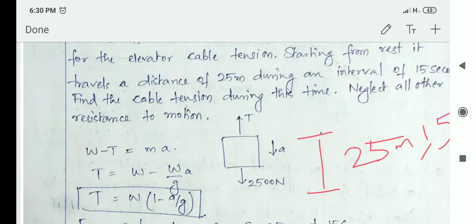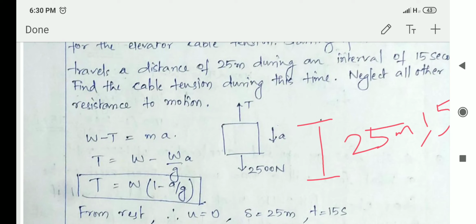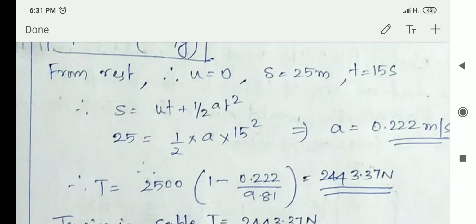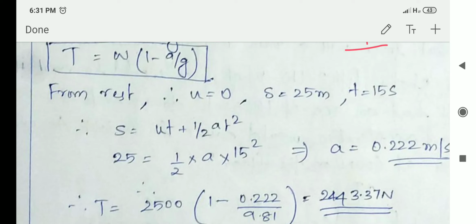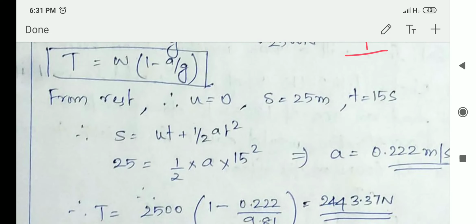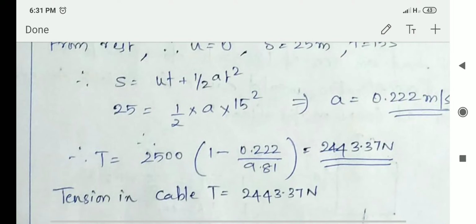How? We know the second equation of motion, S equals ut plus half at square. We can use that, right? So S is 25, u is the initial velocity, which is equal to 0 because it is starting from rest. Half a into t square, where t is 15 seconds, already given. Acceleration we can find out as 0.22. Now having got the acceleration, we can substitute here and find the value of tension, which equals 2443.37 Newton.